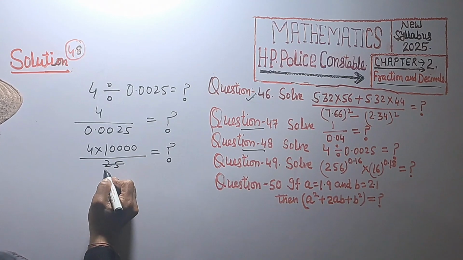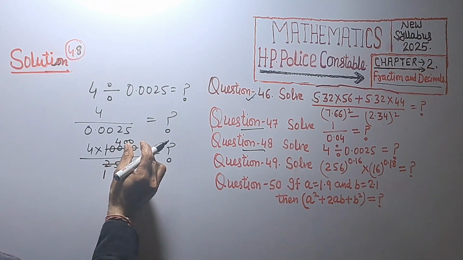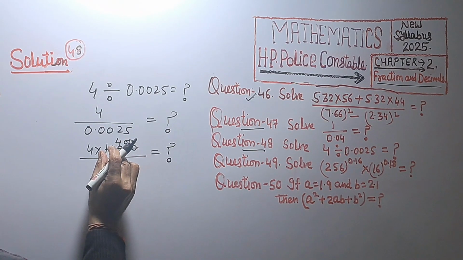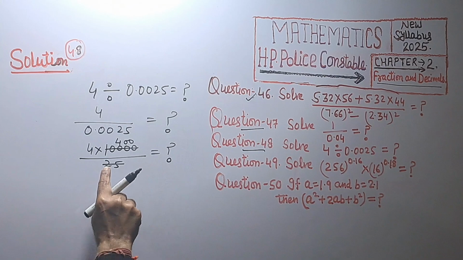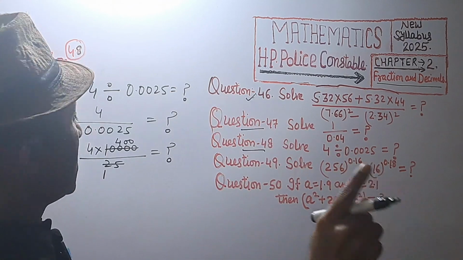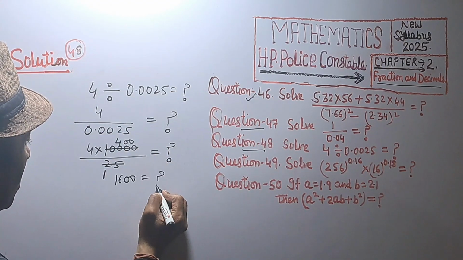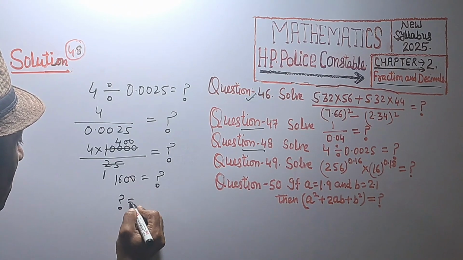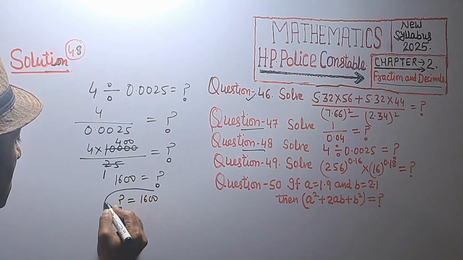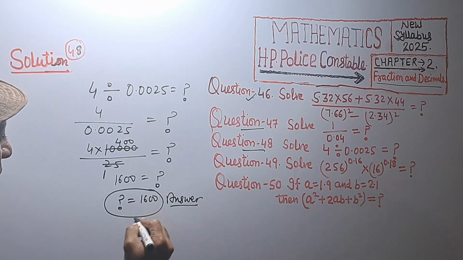And 25 ones are 25, 25 fours are 100, and 25 400s are 10,000. 25 fours are 100 and 2 zeros. So 400 multiplied by 4, that is equal to 4 fours are 1600 equal to question mark. So question mark is equal to 1600. Answer.